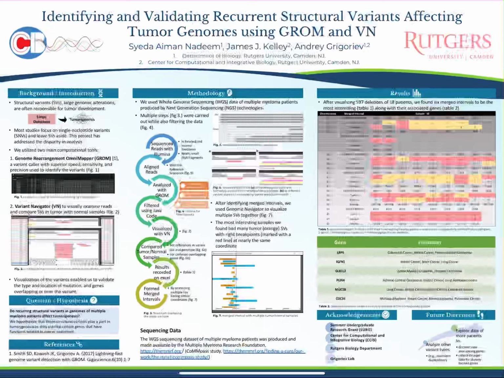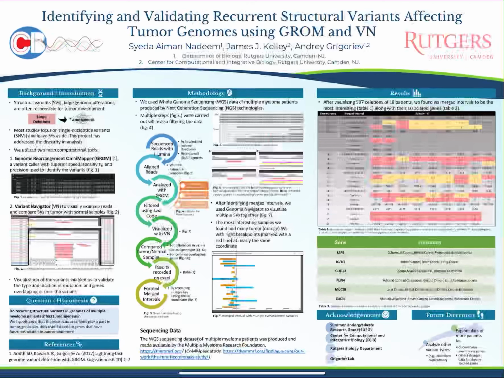When we were visualizing, we were basically comparing tumor and normal samples, and we were looking for differences in the variant size and the genotype, meaning homozygous or heterozygous, and also looking for common overlapping genes. So in figure 6a, you can see there's a difference in the genotype. The bottom one is basically homozygous and the top one is the heterozygous one.